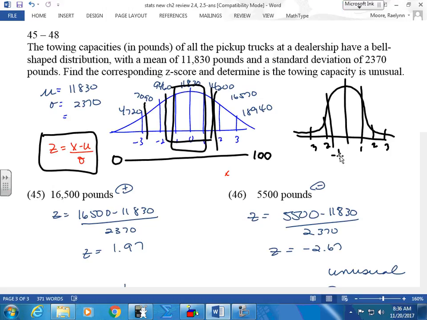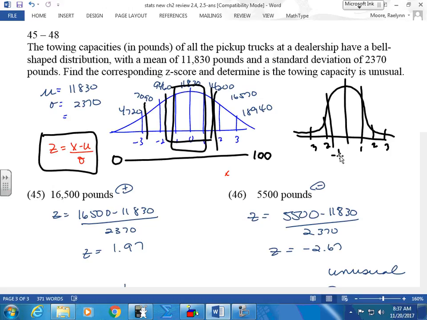Can we all look up on the table too? Can we find the z-scores on the table and give me the percentiles? Well, I'm going to ask you for the z-scores and then I'm going to ask you for the percentile. So in other words, if you look up the 1.97, you tell me where it is ranked of all the tow trucks. You just find me the percentile.